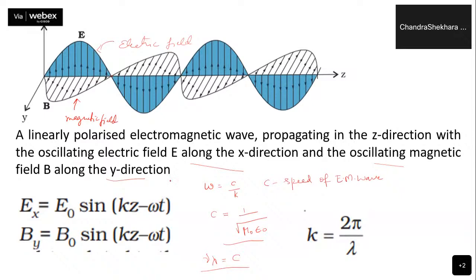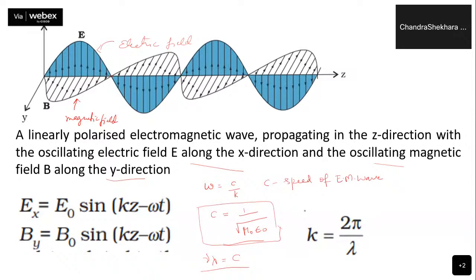But c equal to 1 by square root of mu naught epsilon naught is one of the very fundamental relations of electromagnetic theory, which will be useful. It's derived from Maxwell's theory. Very, very important. That's the first evidence of electromagnetic wave speed in terms of two universal constants.